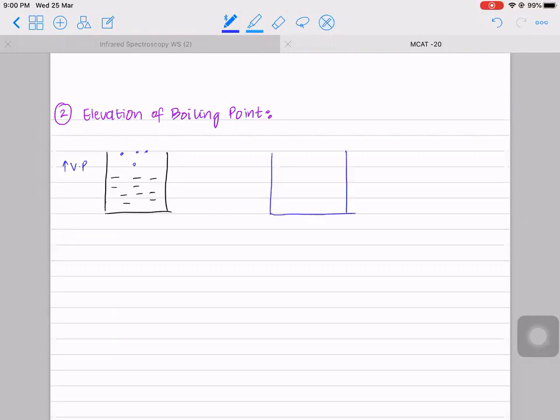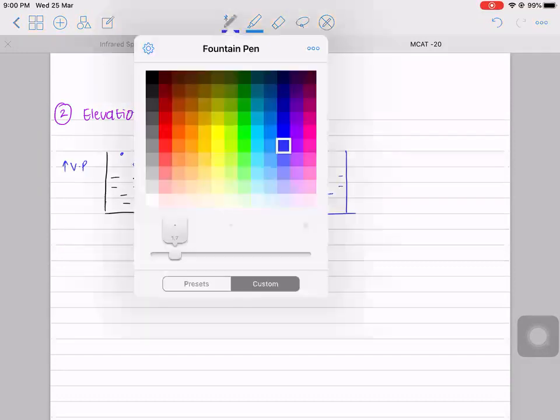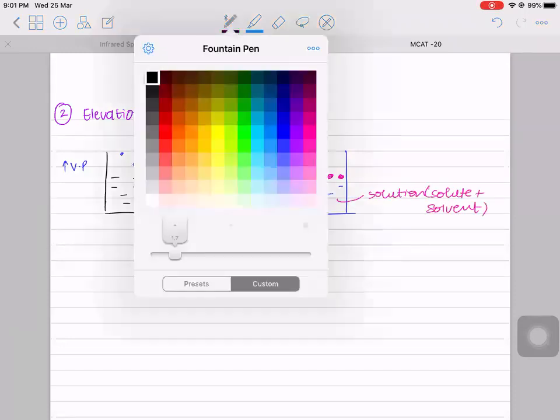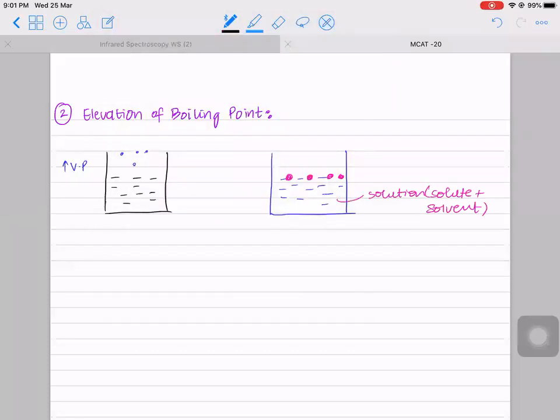But if I add the solute now in my solvent, on the surface I will also have some solute particles. Let me just put them in pink, right? So you will now have some solute particles on the surface. This right here is my solution, basically my solute plus solvent. Since you have a solute on the surface, the escape of the solvent particles will become difficult. And now the surface area for just the solvent has decreased. So now can I say when you add the solute, the vapor pressure decreases, right?